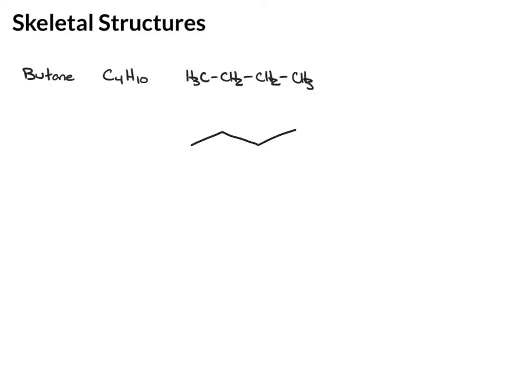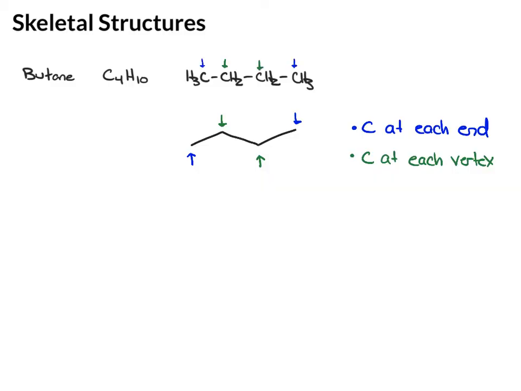Basically, there's a convention here. We draw this chain in a zigzag type structure, which is known as a skeletal structure. And by convention, we have a carbon at each end. So that's what we have here and here. We also have a carbon at each vertex. So that means we have a carbon here and here. So these are our vertex carbons. These are our end carbons.